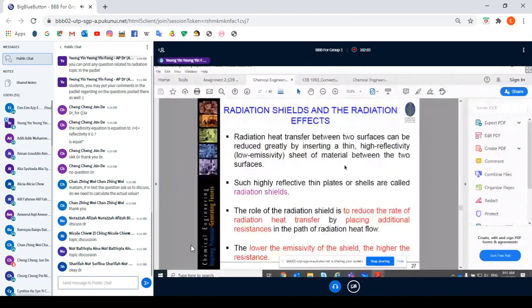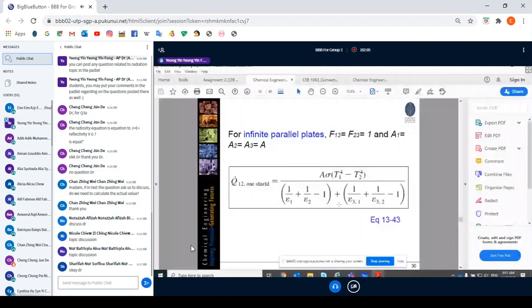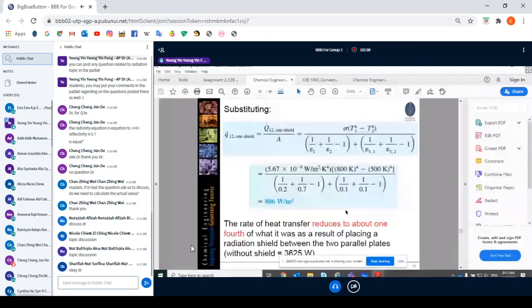Of course, the radiation shield is important, the equation used, and we will only focus on one plate, one shield. If you want to know more about multiple shields, to further reduce the radiation heat transfer, you can read from the textbook. It has the topics over there. But we have limited time, so we are not able to cover those sections.